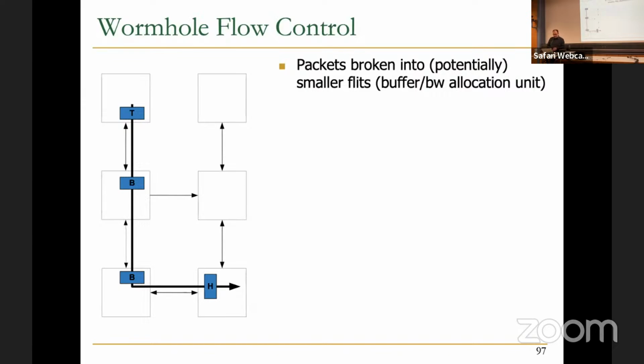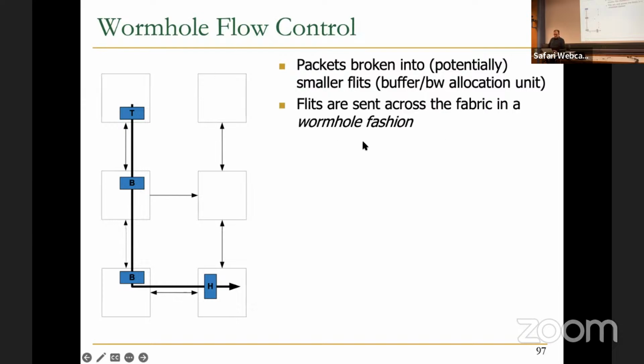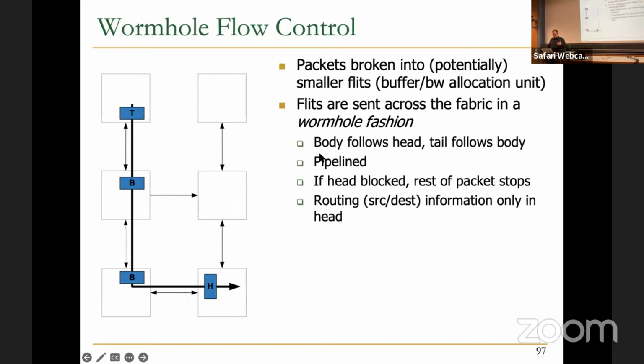So in wormhole, the difference is that your flow control is based on flits. Flits are sent across the fabric in a wormhole fashion, where body follows head and tail follows body, and this is pipelined. And if the head is blocked, the rest of the packet stops, and the whole packet is actually stalled in the network, essentially.